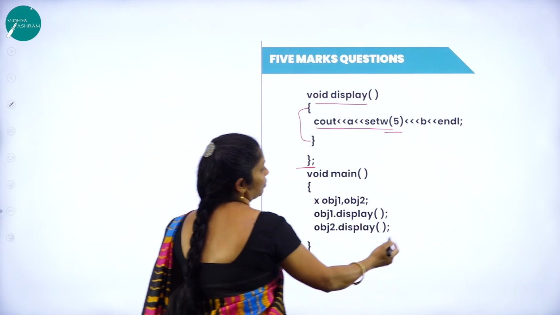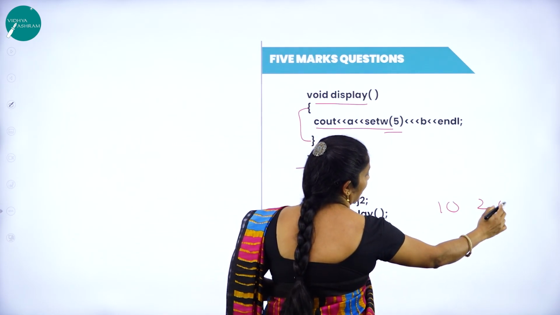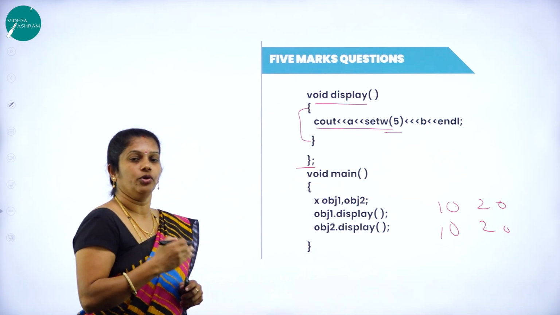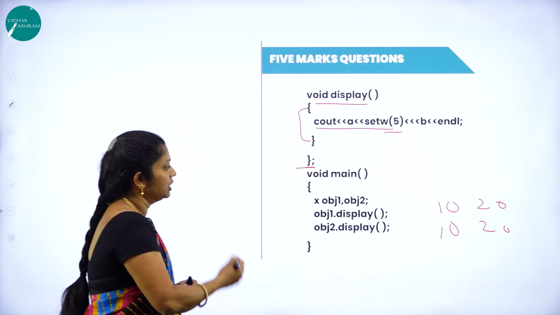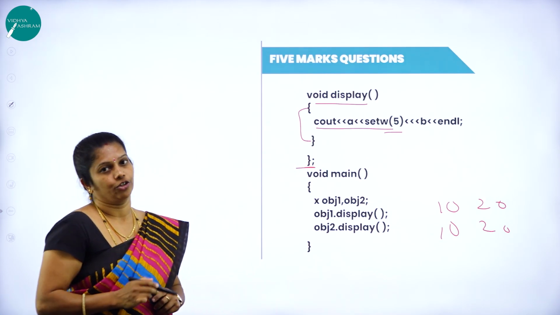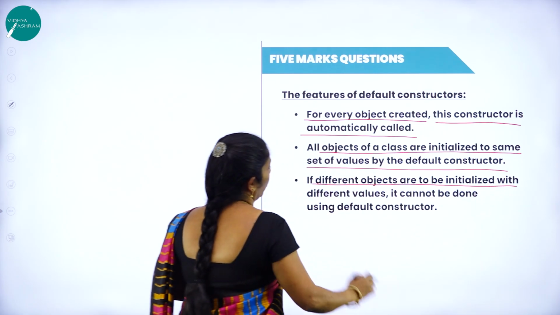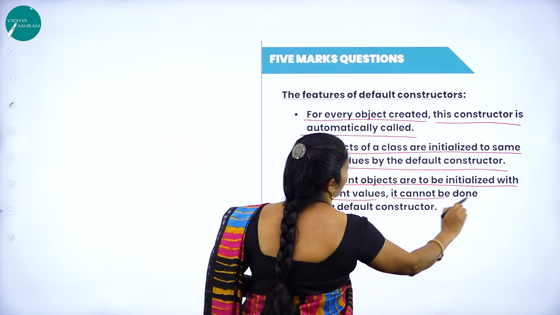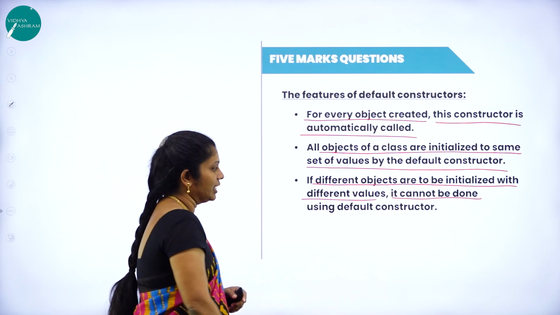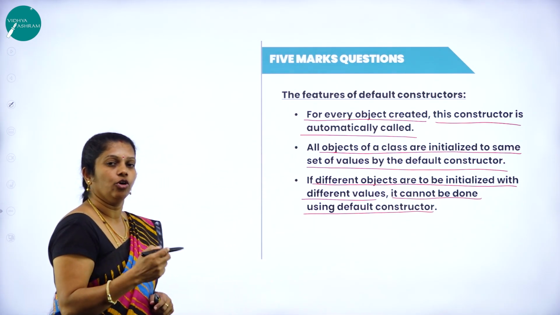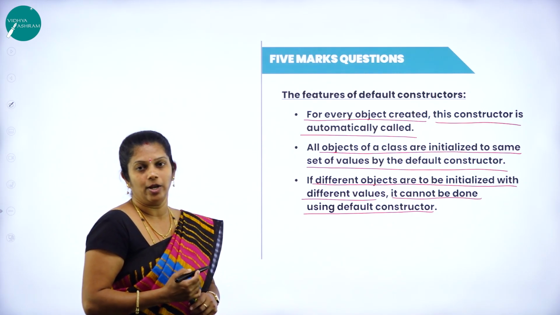In both cases, for both objects, you will take 10 as well as 20. Here also 10 as well as 20. It means that however many objects you want, you can create them, but all the objects are initialized by the same set of values. If different objects are to be initialized with different values, it cannot be done using a default constructor. For each object, we cannot give a different set of values here.